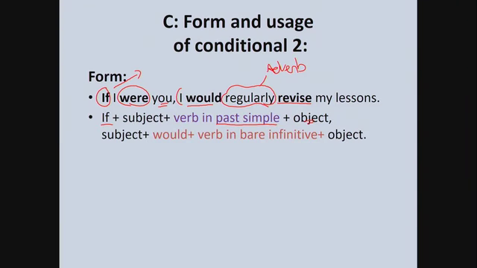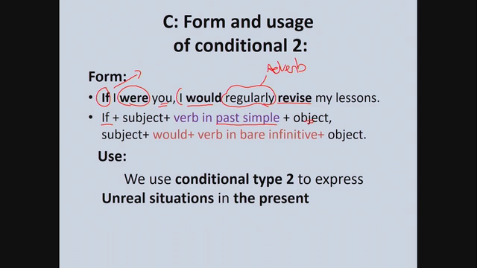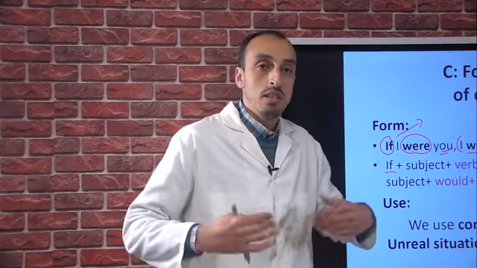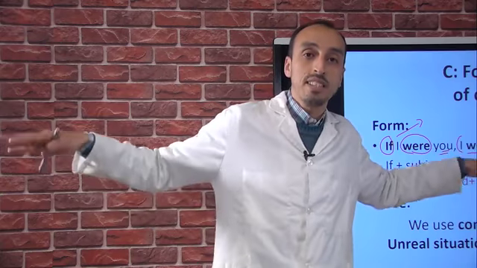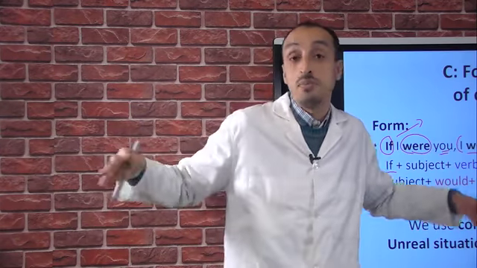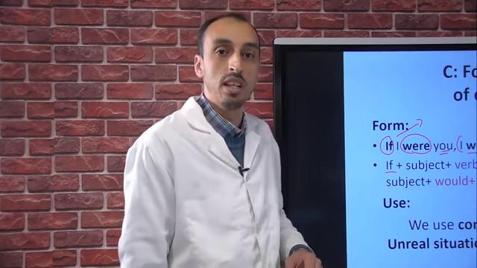Now let's talk about the usage. We use conditional type 2 to express unreal situations in the present. So if I were you, well, it's untrue. Another example, if I had wings, I would fly over the mountains, but it's unreal. That's kind of impossible things.